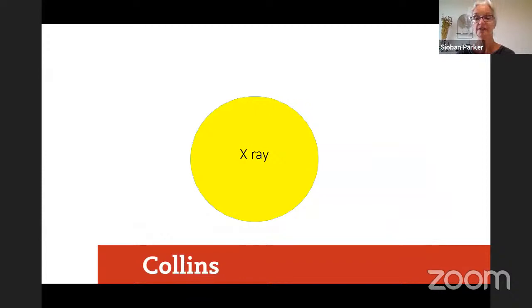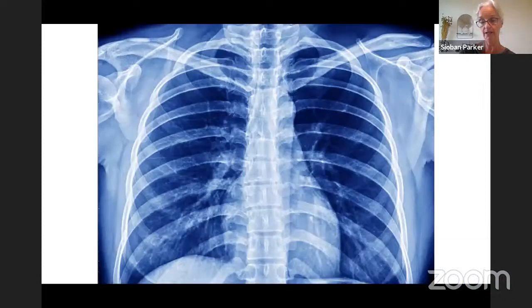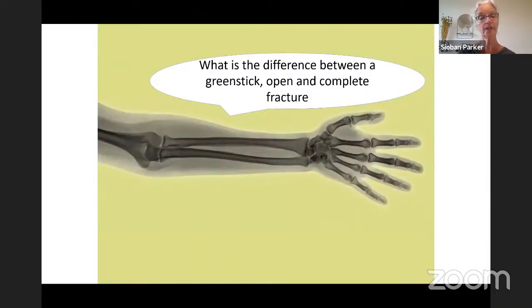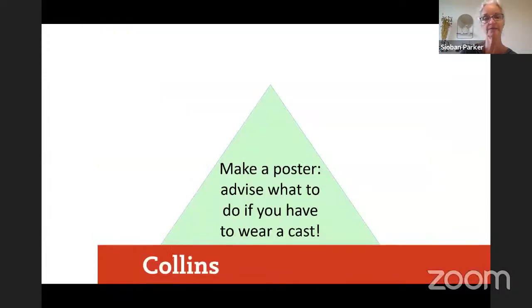Another differentiated activity is for them to be looking at an X-ray, okay, and we have got here a PowerPoint, asking them to think of the difference between a green stick, open and complete fracture, okay. Then the last differentiated activity is making a poster to advise what you do if you did break a bone. So that is taking their knowledge one step further about trying to heal bones, okay.